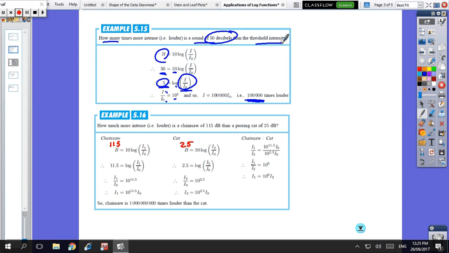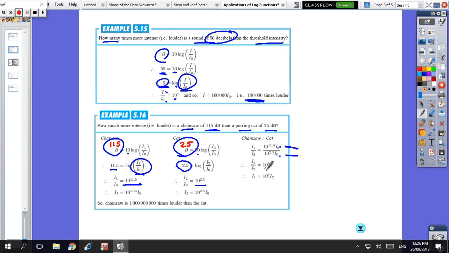Now this last example with the decibels is comparing a chainsaw at 115 and a cat at 25. So we're putting the 115 out the front, and then the 25. The first thing you do is divide by 10, and it'll be 10 to the power of 11.5 for this answer, and dividing by 10 gives us 2.5, so it's 10 to the power of 2.5. And so the relative intensity will be 10 to the 11.5 on top, divided by 10 to the 2.5 underneath, and the I0s just cancel out.